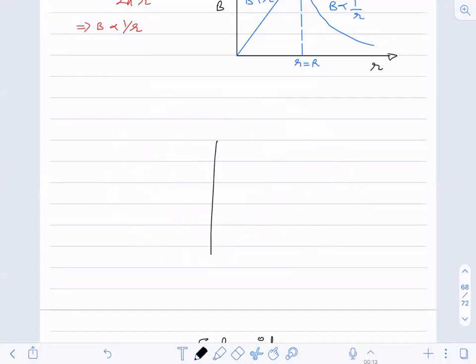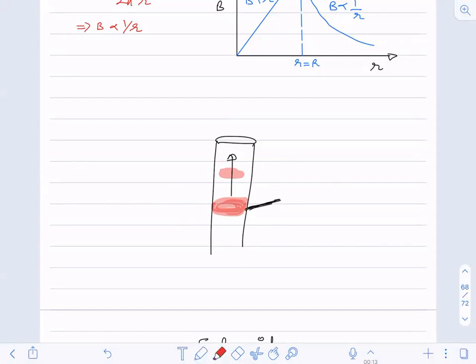So similarly, if I have this conductor, and if I take a loop inside, like this, the current passing through it will not be the complete current passing through the conductor. If I take a loop that passes through the surface, that means all the current will be in this loop.